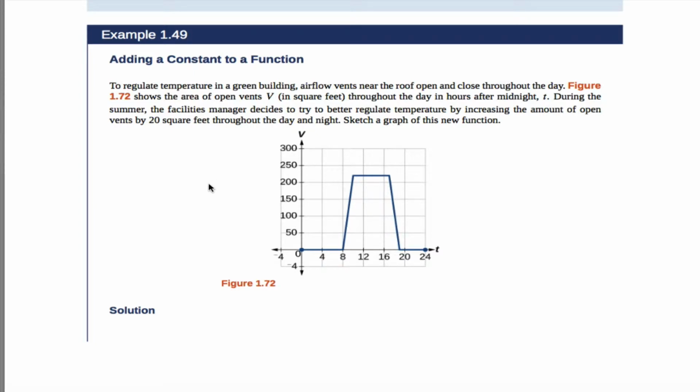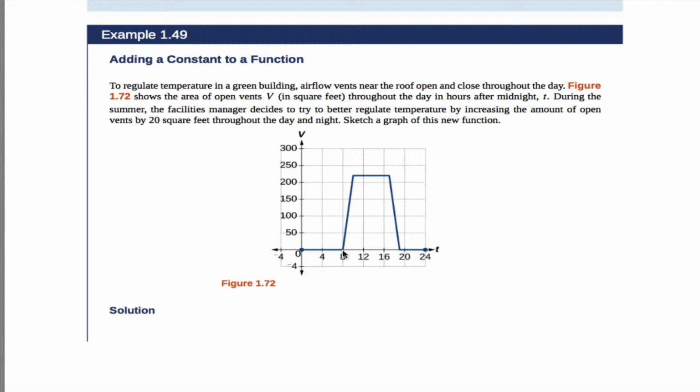.49 from the PreCalculus OpenStax book. We're dealing with function transformations here. So if you read through this problem, what's going on is we have a graph, and the height of the graph tells you how much airflow, I guess the area of the open vents, T hours after midnight.